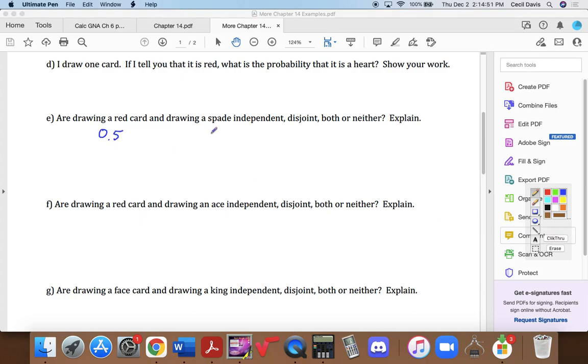0.5. So what if we did it, the probability that it's a heart, given that it's red. Let's use that formula to verify that this works, even on simple ones. So that would be the probability that it's a heart and a red, divided by the probability that it's what? A red. Yeah, that's the part that you got to get right.